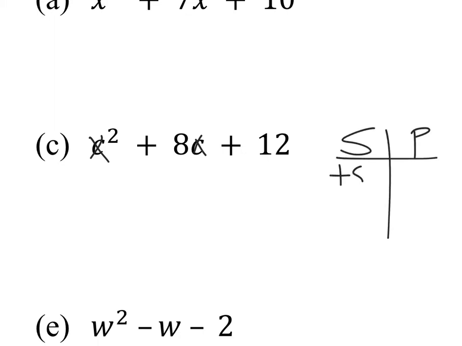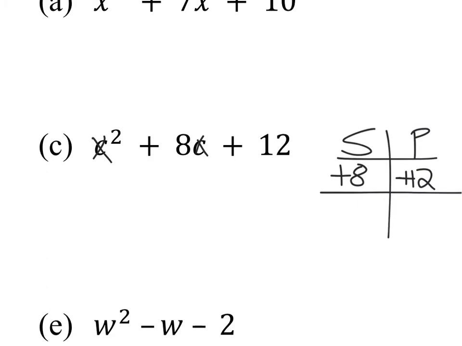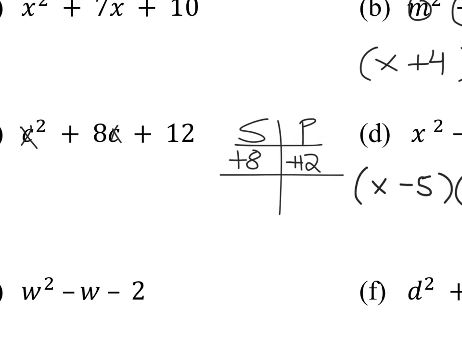Sum of 8, product of 12. What two numbers multiply to give you a positive 12? 12 and 1. But a 12 and a 1 are not 8 apart, or they don't add up to be an 8. What other two numbers make a 12?